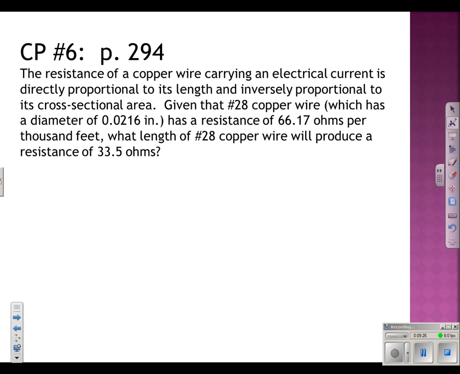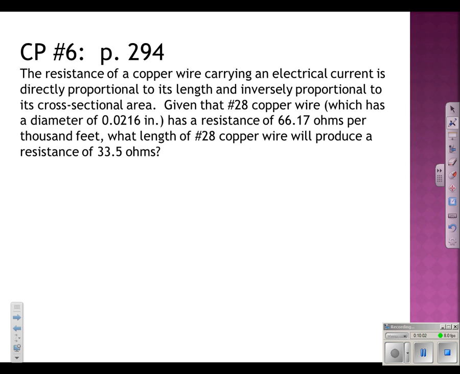All right, in this problem, the resistance of a copper wire carrying an electrical current is directly proportional to its length and inversely proportional to its cross-sectional area. Given that number 28 copper wire, which has a diameter of 0.0216 inches, has a resistance of 66.17 ohms per thousand feet, what length of wire will produce a resistance of 33.5? All right, so there's a lot going on in this one. It's telling us that our resistance is directly related to length, but inversely related to area.